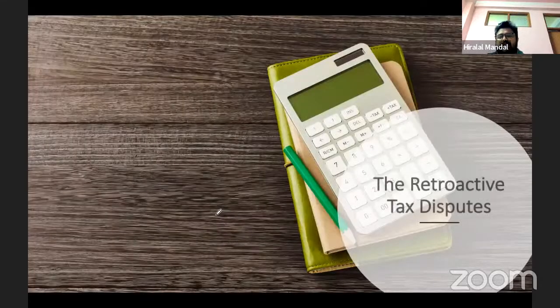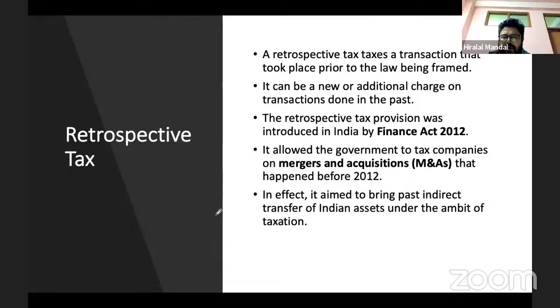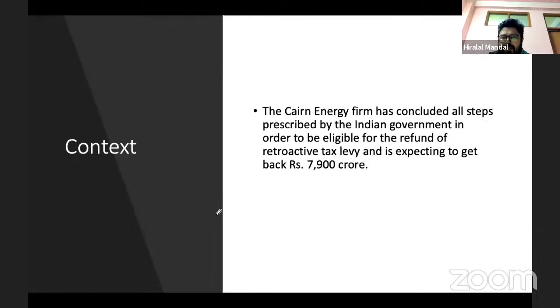Let's move on to the next topic, and that is the retrospective tax rate.